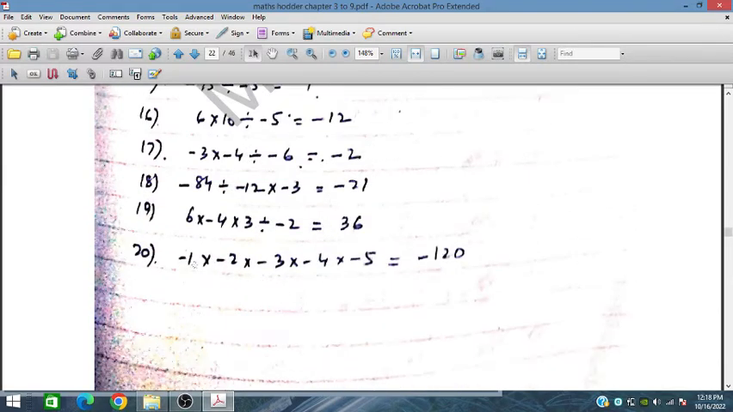Similarly for this one, 1, 2, 3, 4 and 5. 5 minus signs means an odd number, so the result will be minus. So we'll multiply this, 3 times 6, 6 times 4 is 24, 24 times 5 is 120.